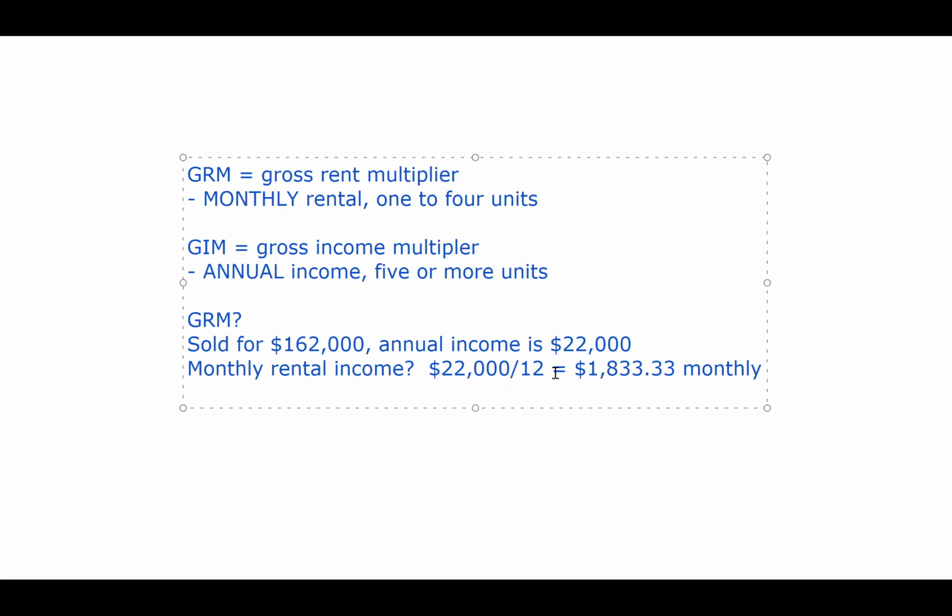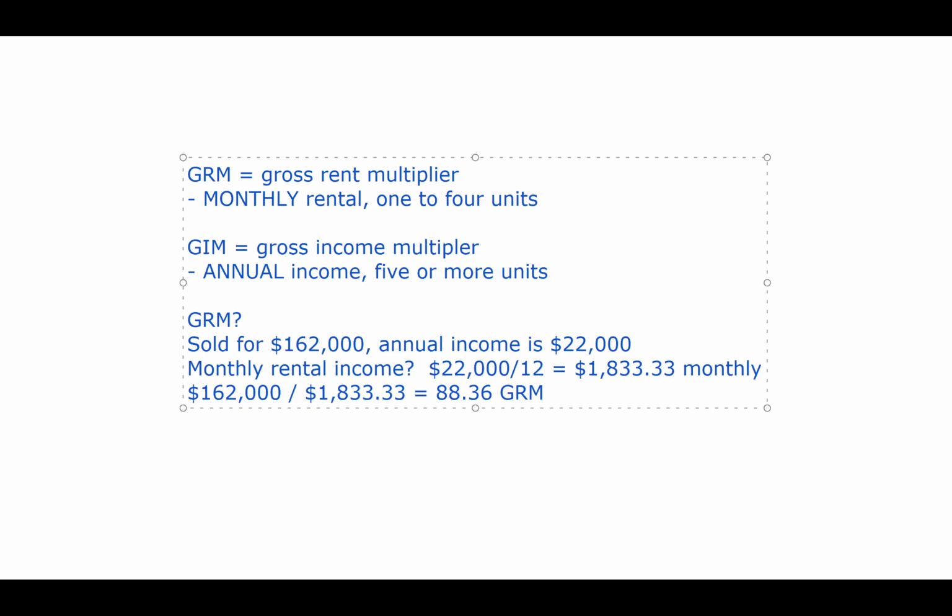So then what's the next step? We take how much the property sold for, which is recently 162,000. And then we do what? Divide that by the monthly 1,833. And what do we get? 88.36. That gives us an 88.36 GRM. Is that good or bad?